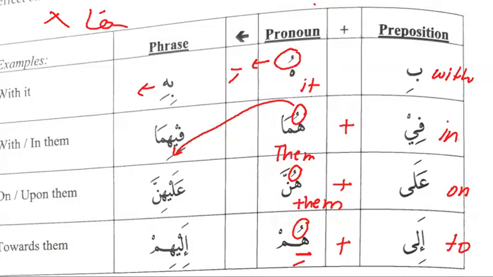Kasra? No, not in the first. For a noun. Does it affect the first letter or the last letter? It affects the last letter. Very good. It forces the last letter's haraka to be changed to a kasra. Very good. It's always changed to a kasra.